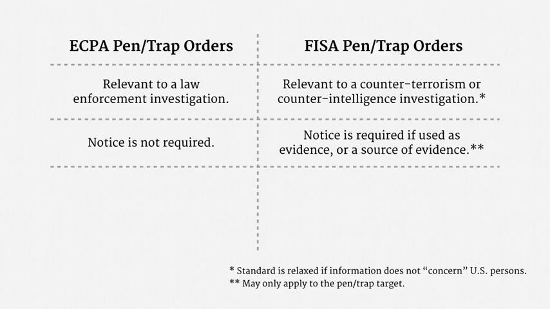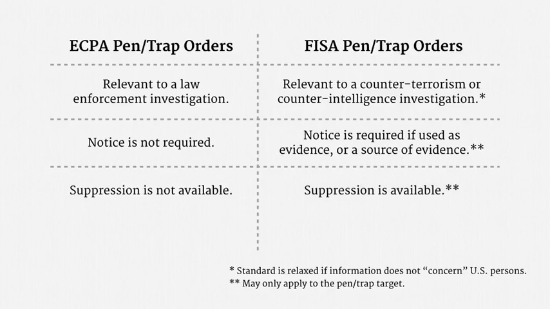Back over to ECPA, we saw that there is no opportunity to suppress unlawful pen trap evidence. Investigators would be criminally liable for violating the ECPA pen trap provisions, but the resulting evidence would still be admissible. On the FISA side, there actually is a suppression remedy. If a person is unlawfully surveilled with a FISA pen trap order, that person can move to suppress the pen trap evidence and derivative evidence. Once again, the executive branch position appears to be that this right is only afforded to the target of a pen trap order.